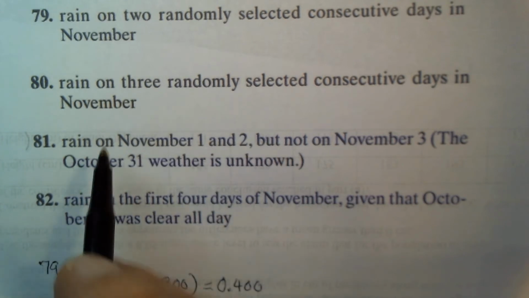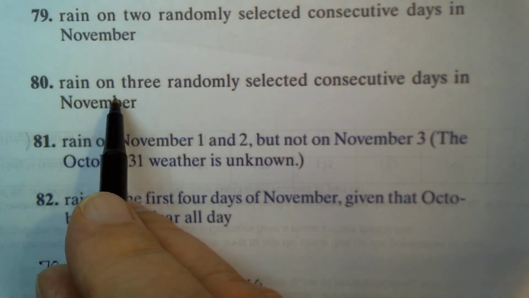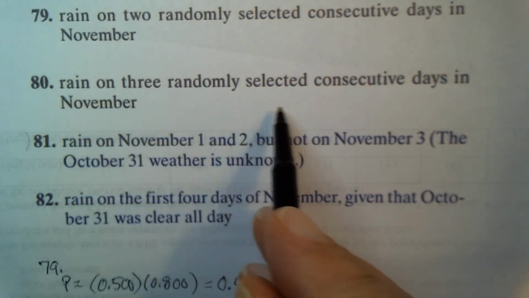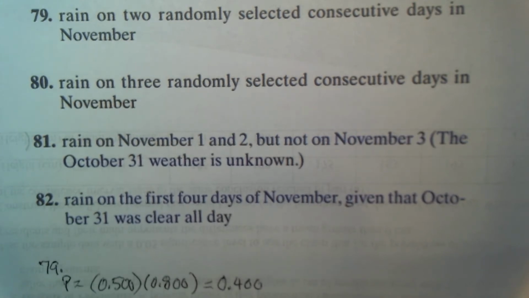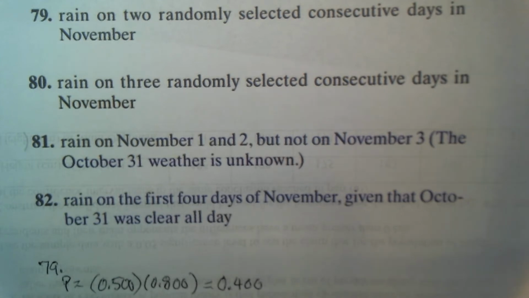For number 80, the probability of rain on 3 randomly selected consecutive days in November, the probability would be equal to 0.500. It's for any day, and then followed by 2 days of rain. The probability is 0.8 times 0.8, and that's equal to 0.320.